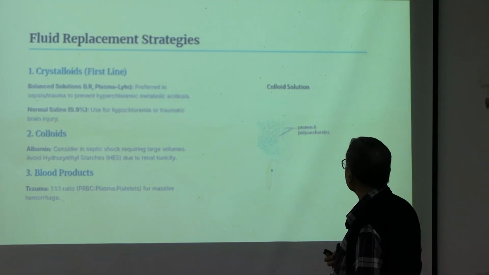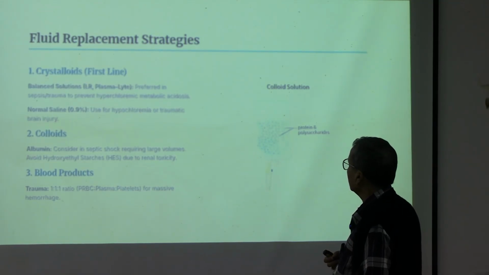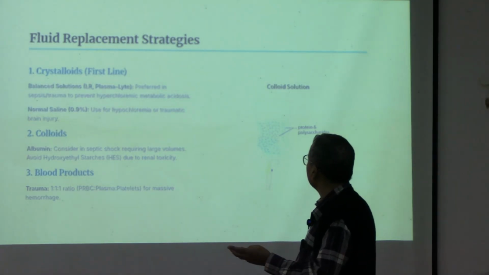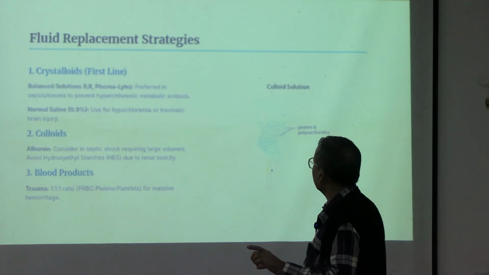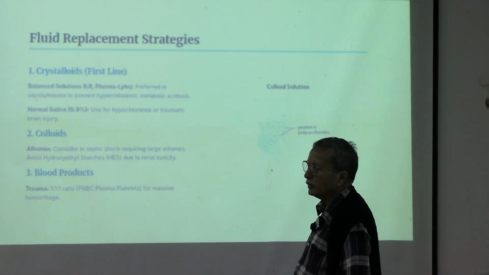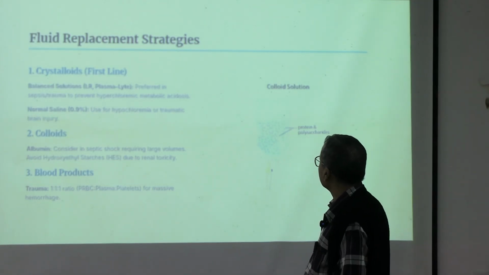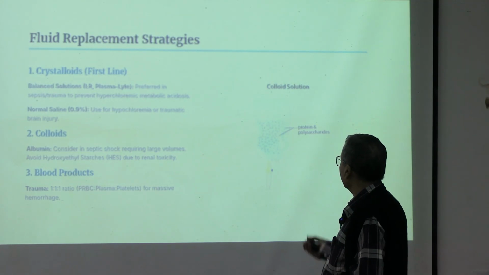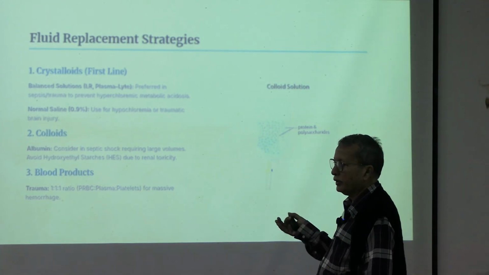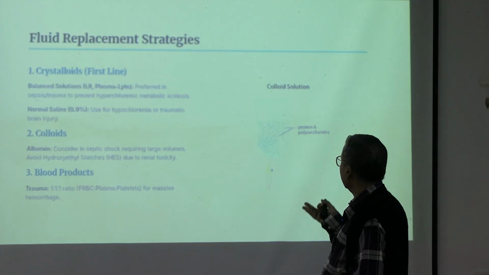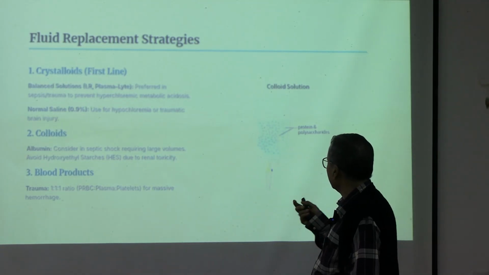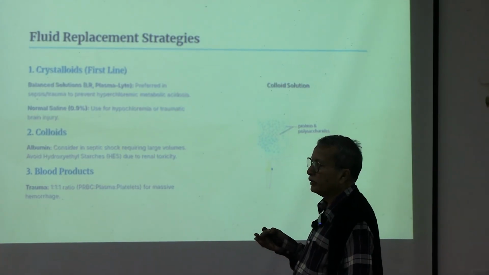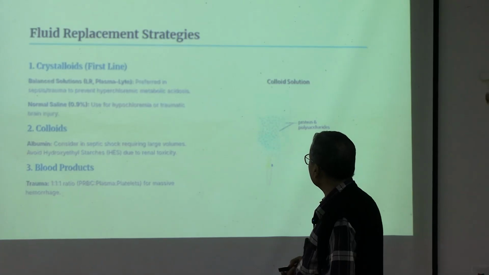Now the fluid replacement strategy. The first thing, whenever any patient comes, we have to give crystalloid. What are the crystalloids? Sodium, potassium, chloride, bicarbonate. By this we make the fluid, and we replenish the volume by giving crystalloids. Then colloids. Colloids are albumin, then Haemaccel. All these things are your colloids. And blood products. What are the blood products? We can give whole blood, or we can give plasma, or platelets. These are some of the blood products.